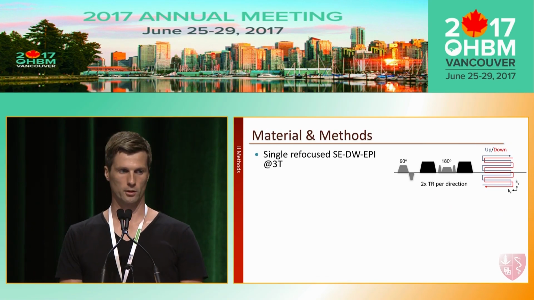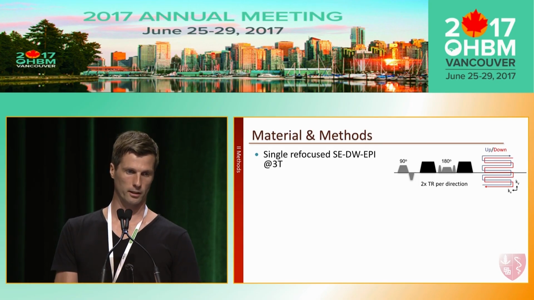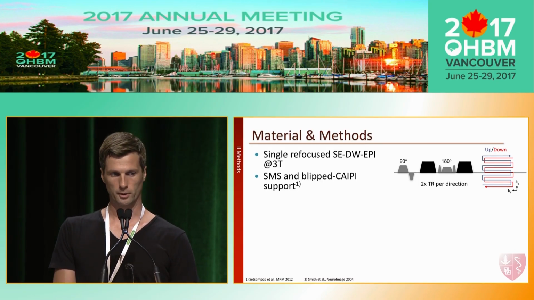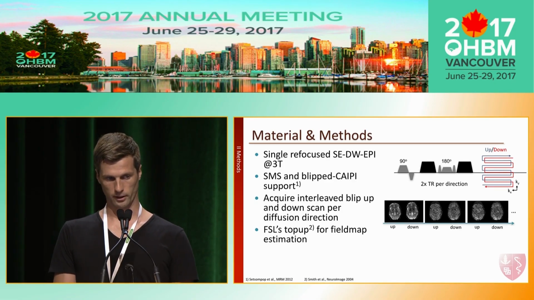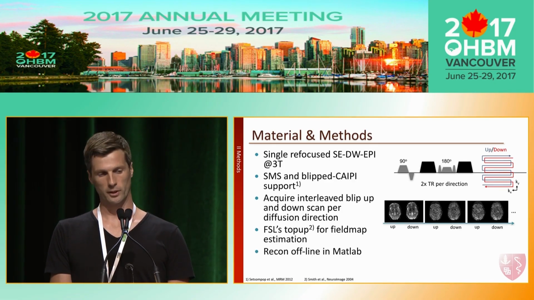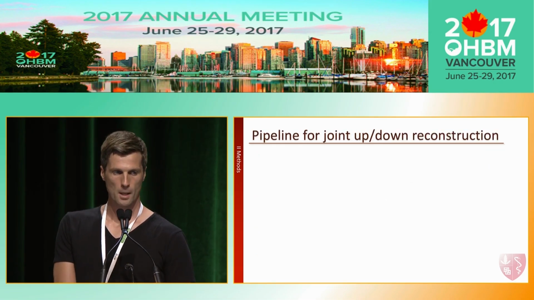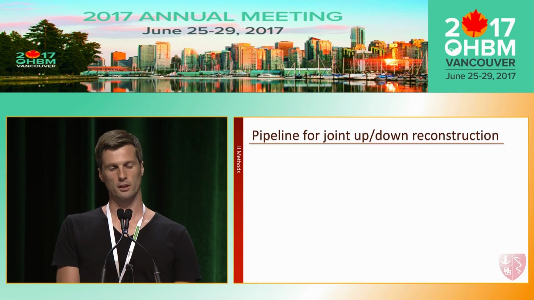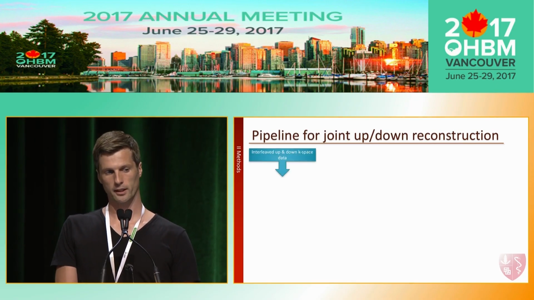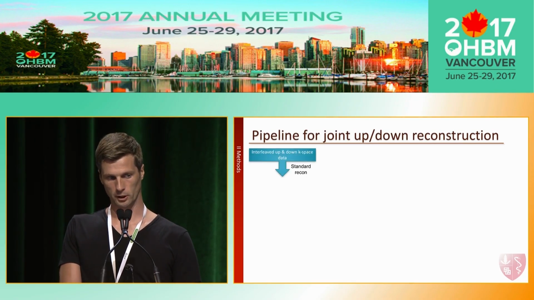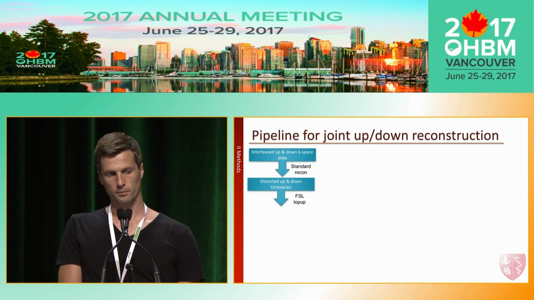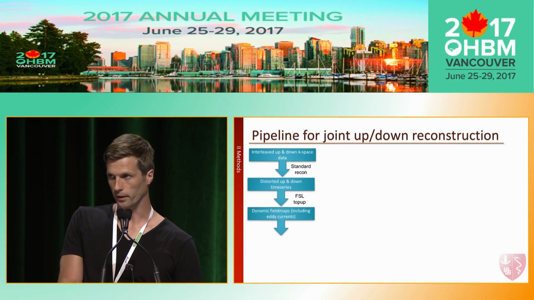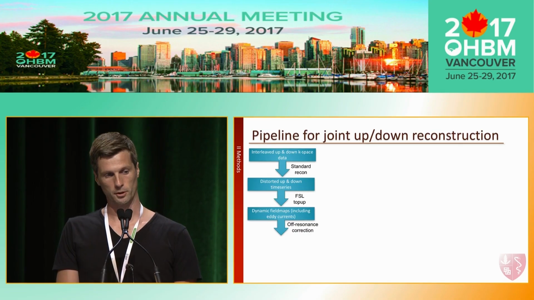So all data that I'm going to show was acquired with a single refocused spin echo sequence with SMS and blip EPI support. And we acquired an interleaved blip up and down data set, one per diffusion direction. We were using FSL's top-up for the field map estimation, and the recon was performed offline in MATLAB. So the pipeline for the joint up and down reconstruction is the following. You start with your interleaved k-space data, perform a standard reconstruction that leads to a distorted up and down time series. Then you use FSL to calculate dynamic field maps that at that point include eddy current contributions.